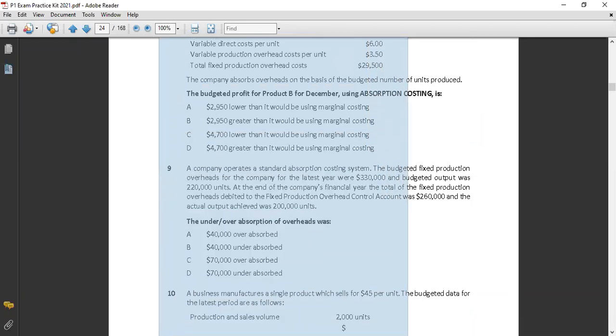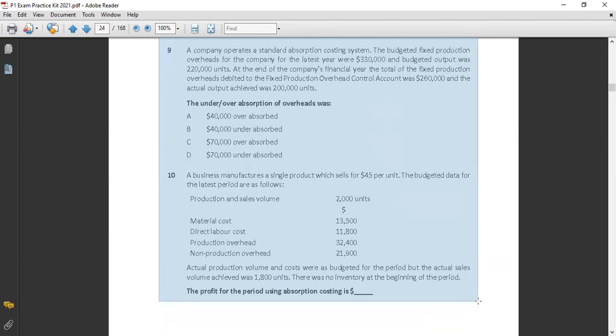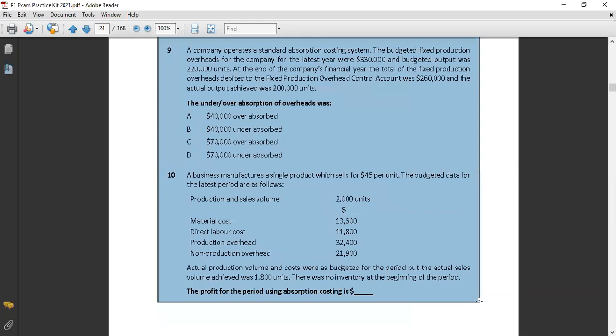Let's take up 8th, 9th and 10th. All three I'm taking to the Excel sheet.